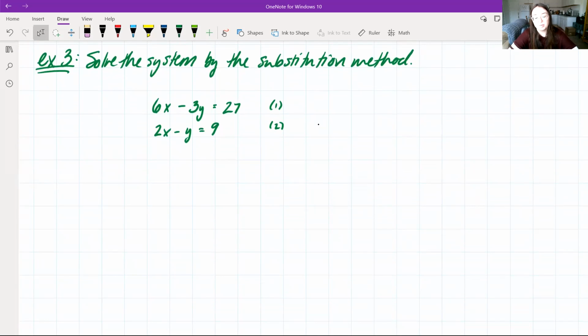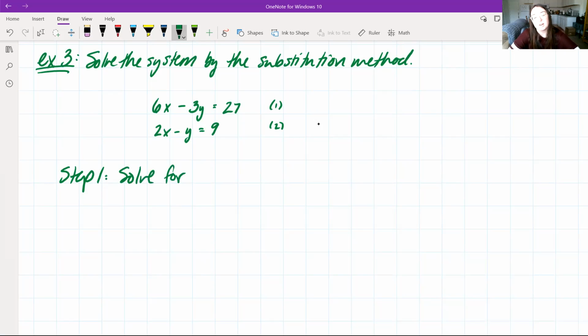Now moving on to example 3, we're solving the system by substitution method again. And this time, we're also still solving for a special solution, or a special system, but it is a little bit different. So we want to treat this problem just like any other problem. Step 1, we want to solve for a variable.